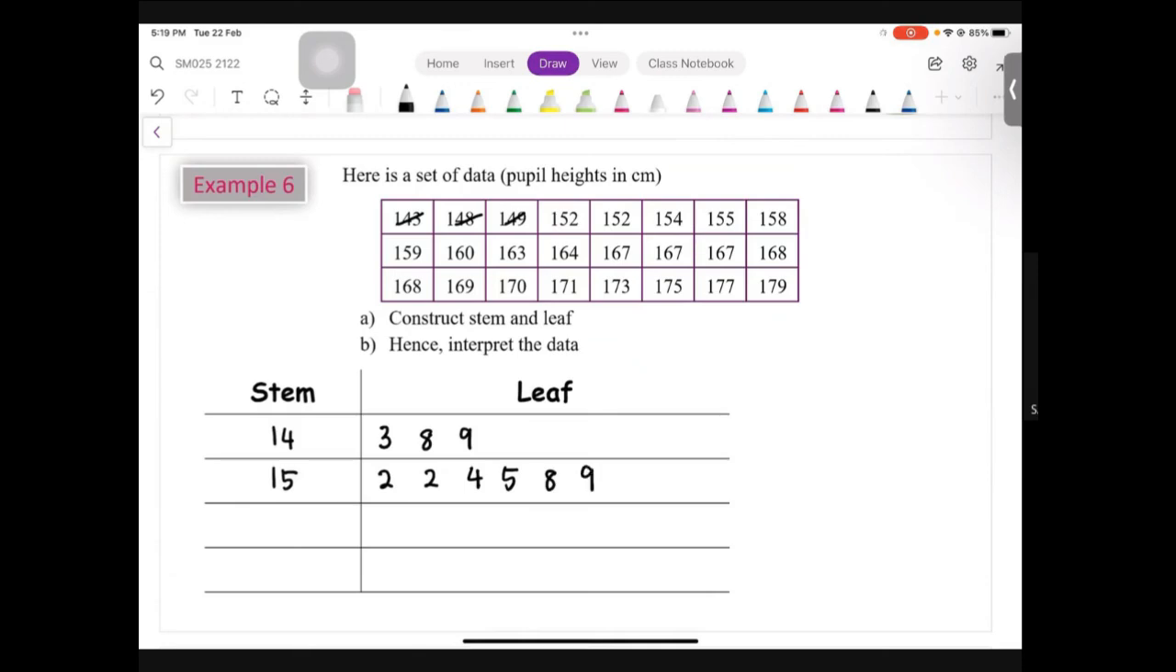Okay. Moving on, next one. Start with 16. So we have 0, 3, 4, 7, 7, 7, 8, 8, and 9. Banyak data untuk 16 tu. And last one for 17, we have 0, 1, 3, 5, 7, and 9. So that's how we list out our data in ascending order in the form of stem and leaf diagram.